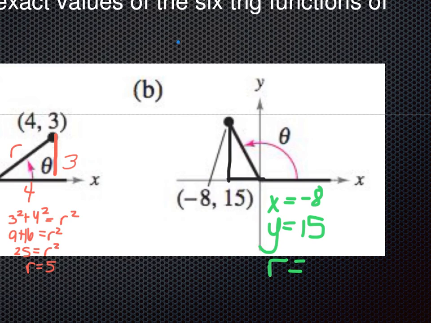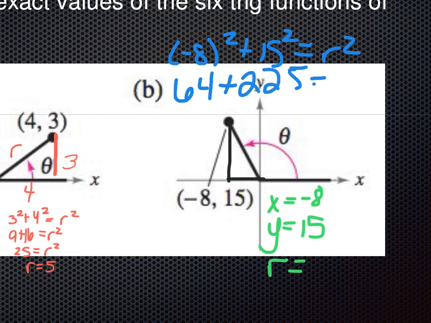So I would say negative 8 squared plus 15 squared equals r squared. What's negative 8 squared? 64 plus 225 equals r squared. What's 64 and 225? What is it?